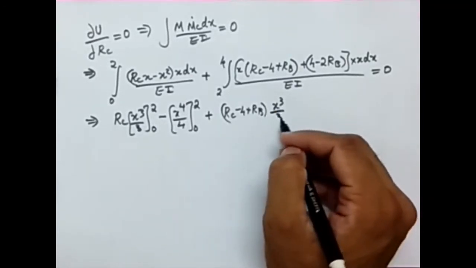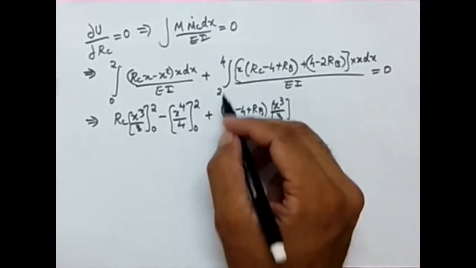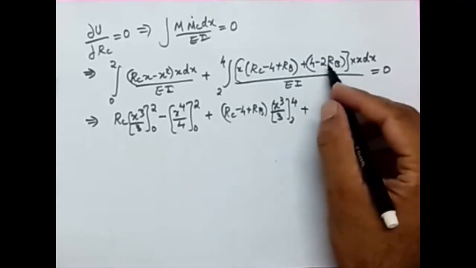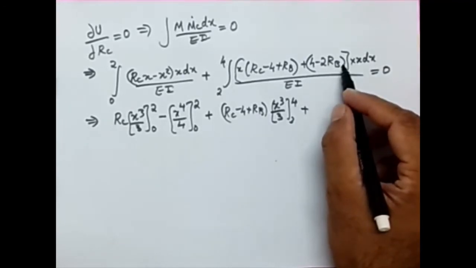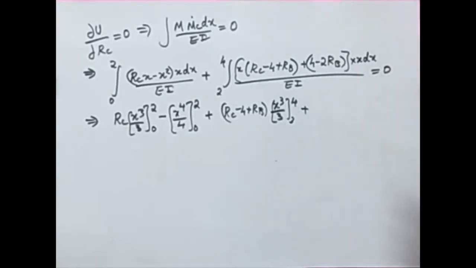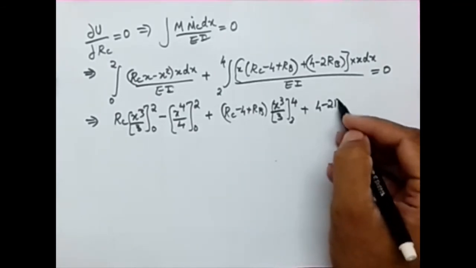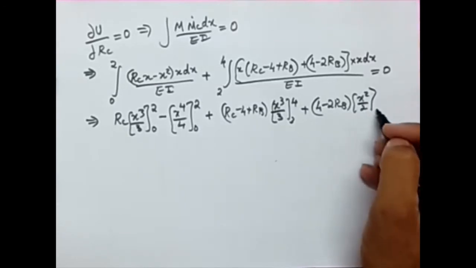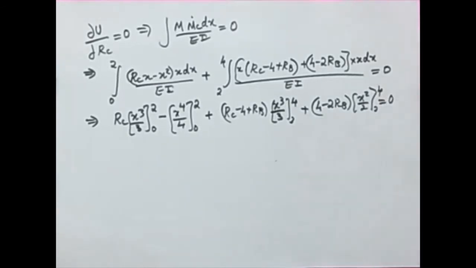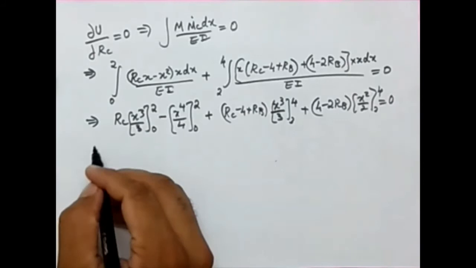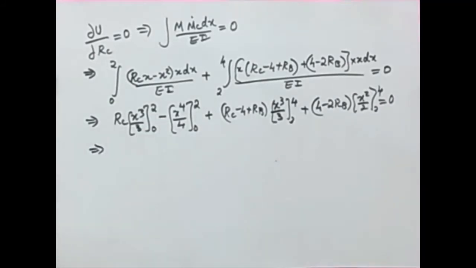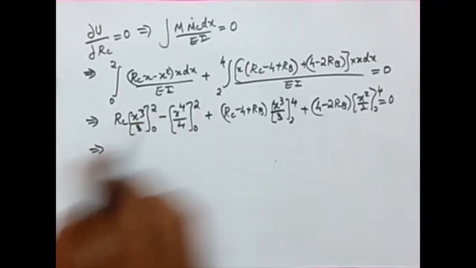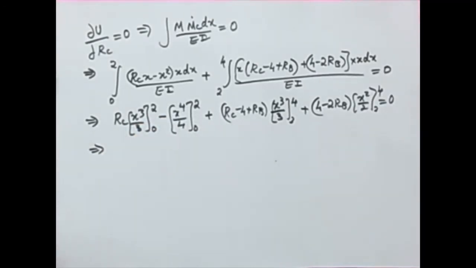x cube by 3 in the limit 2 to 4 plus this term. It is multiplied with x. So integral x dx is x square by 2. So 4 minus 2 rb x square by 2 in the limit 2 to 4 equal to 0. Okay, now we are going to expand this. So it is x cubed by 3, which is basically 8 by 3.